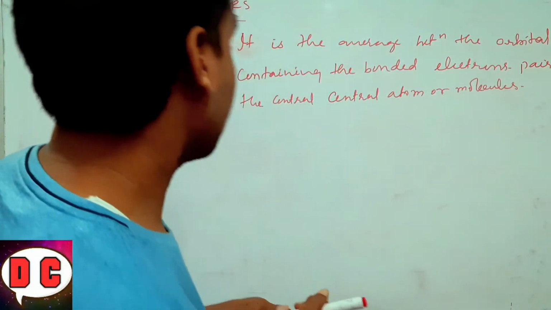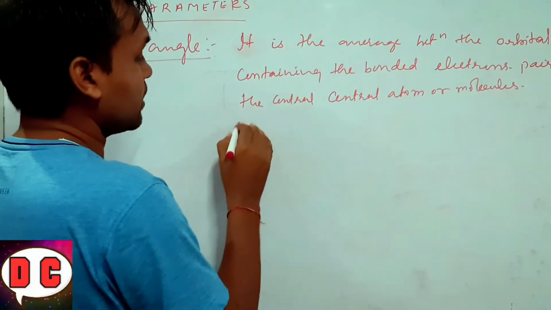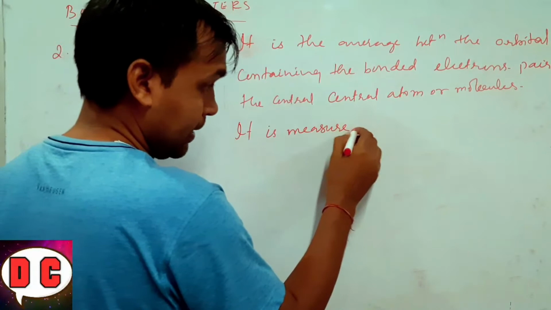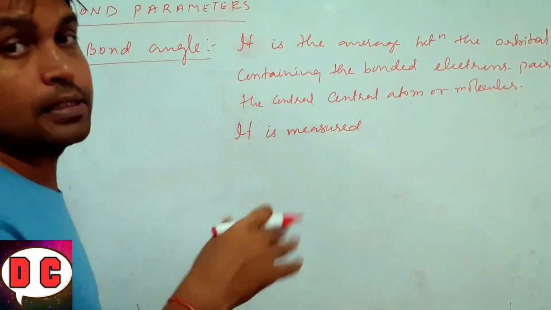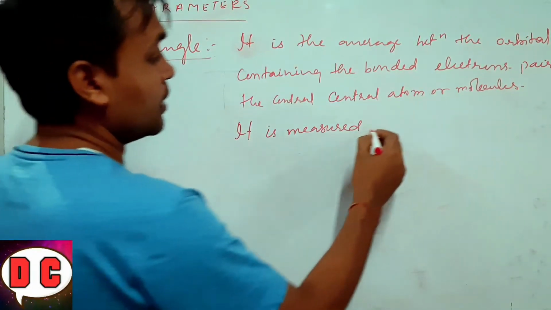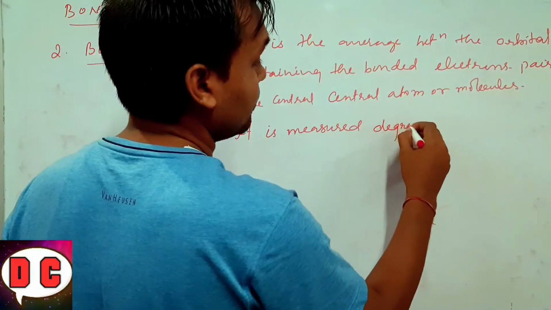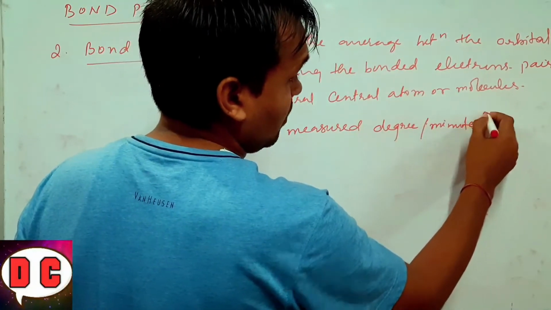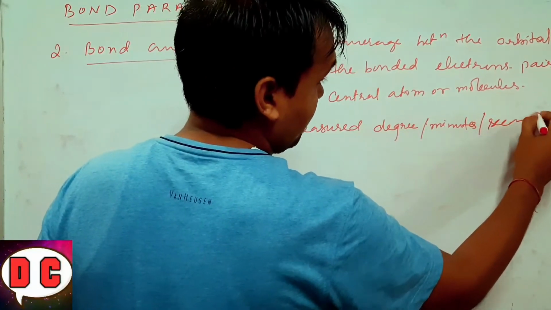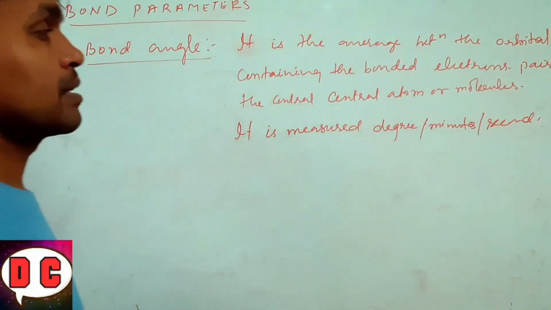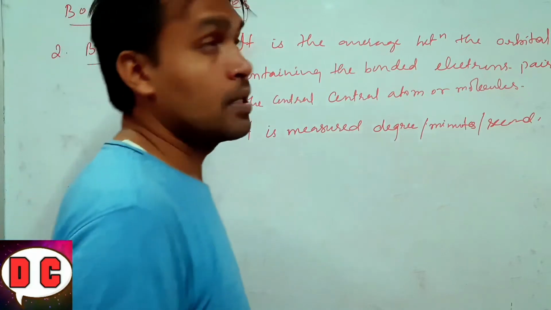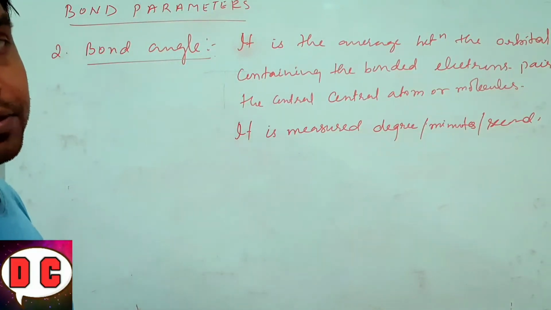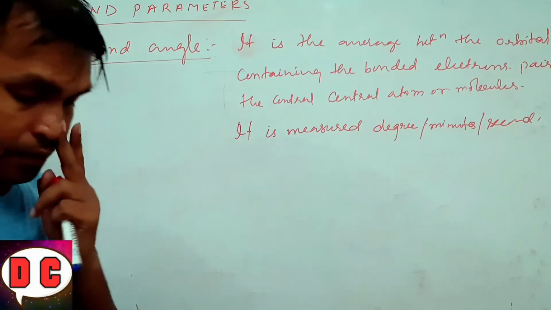And one more thing you should note: what is bond angle measured in? It is measured in degrees, minutes or seconds. Got it? Okay, fine. Let me tell you by taking some examples of bond angles.